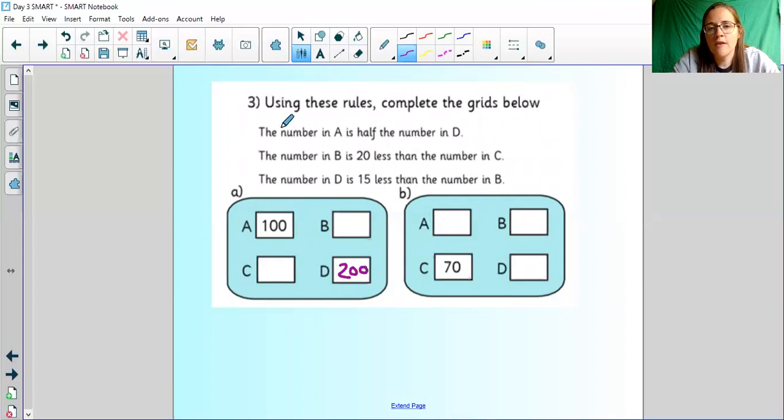And let's have a look at that. The number in A is half the number in D. So the number in A is half of D now, isn't it? Half of 200 is 100. So we've done that one.